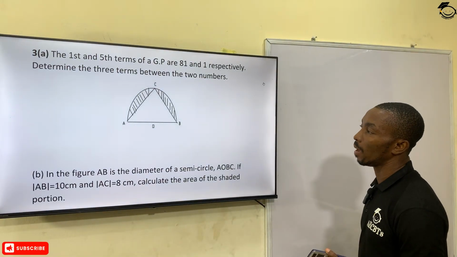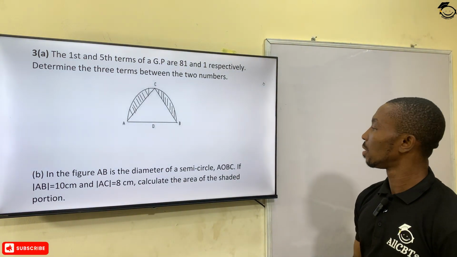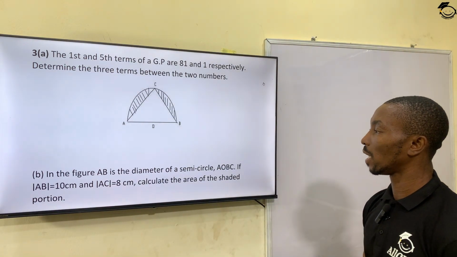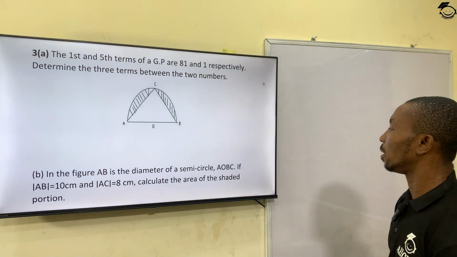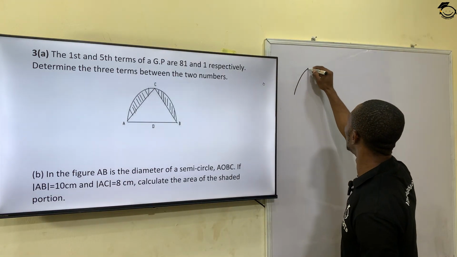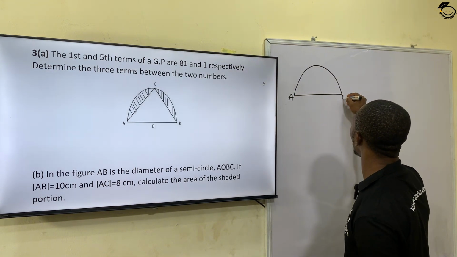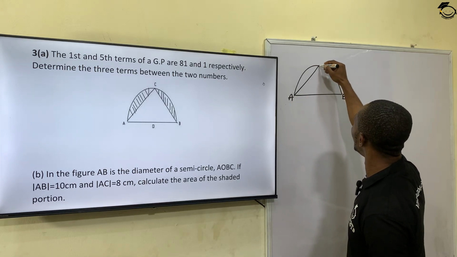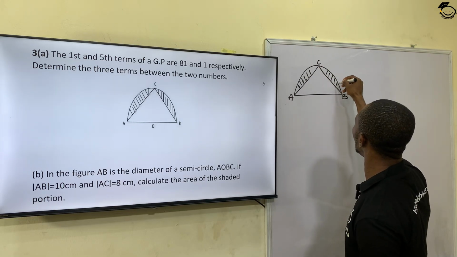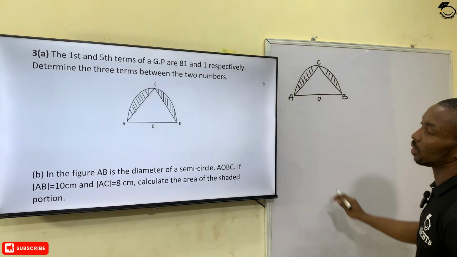In the figure, AB is the diameter of a semicircle AOBC. If AB is 10 centimeters and AC is 8 centimeters, calculate the area of the shaded portion. So now we have our diagram in this form. This is A, B, and C. So this part is shaded. And we have our center as O. Now they say we should calculate the area of this shaded portion.